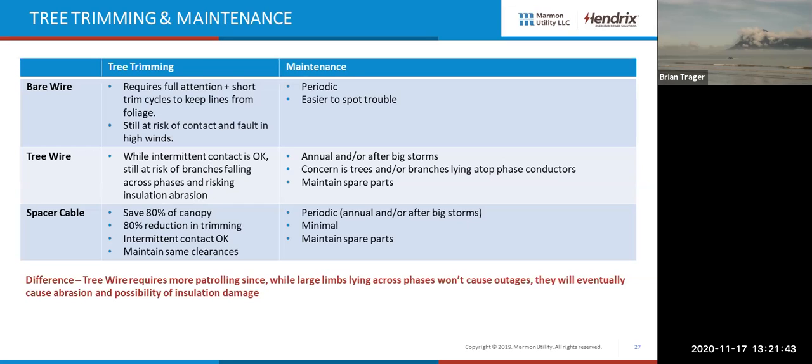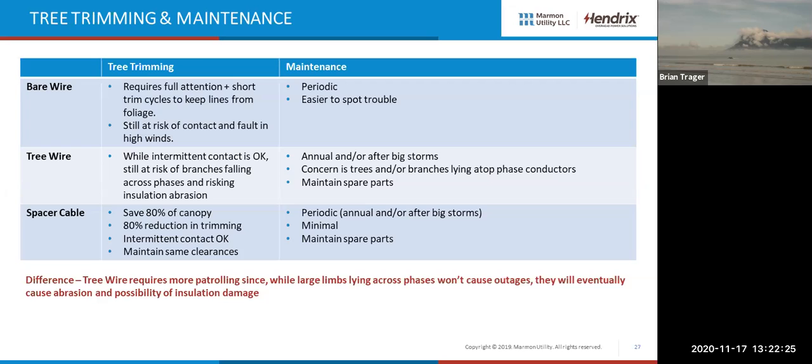So to summarize, tree trimming for bare wire requires full attention and short trim cycles to keep the lines from the foliage, but it's still at risk of contact and fault in the high winds. With tree wire, while intermittent contact is okay, we're still at risk of branches falling across the phases and risking insulation abrasion. Spacer cable, I'm saving 80% of the canopy, I'm saving 80% of the tree trimming, intermittent contact is fine, and I can maintain the same clearances.